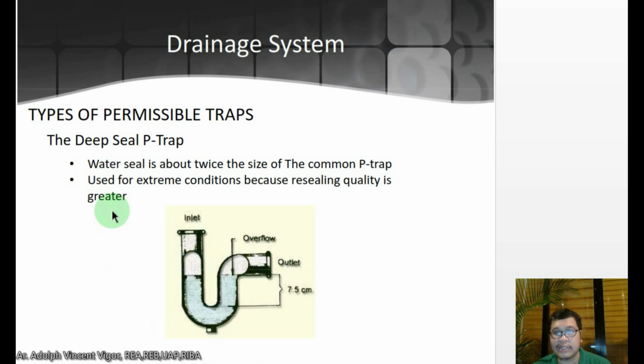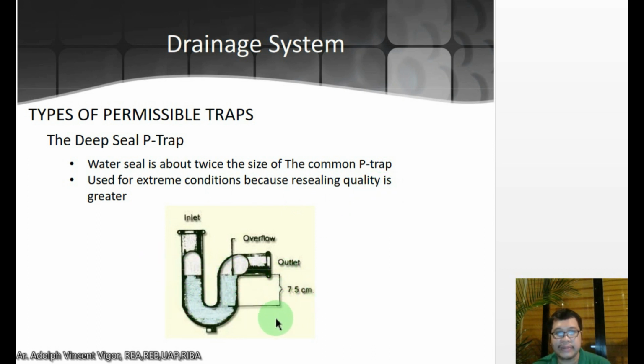Okay, so these are the types of permissible traps. This is a deep seal P trap. It looks like a letter P here. The water seal is about twice the size of the common P trap. It's used for extreme conditions because the resealing quality is greater.